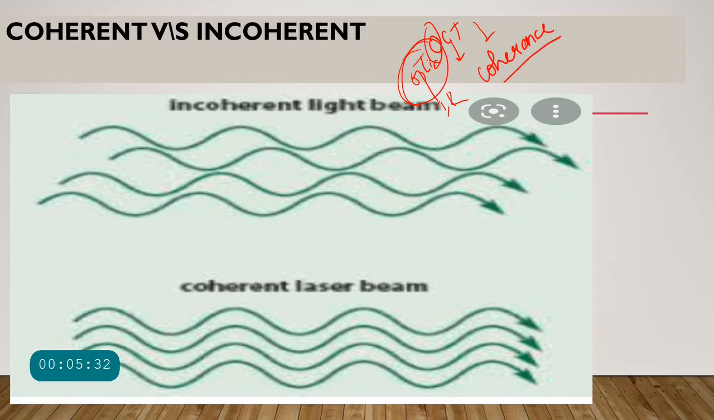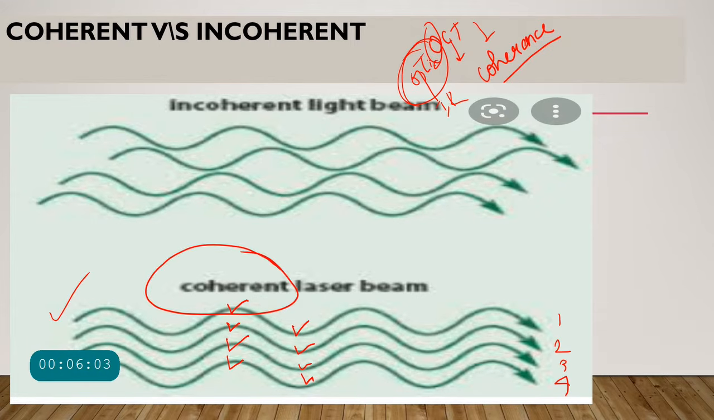Okay, so what is meant by this coherence? If you look at this second picture, you can see that there are 4 waves present: 1, 2, 3 and 4. In all these 4 waves, you can see the crest of one wave is coinciding with the crest of the second, third and fourth wave. Similarly, the troughs are coinciding with each other. So such a waveform in which the crest will coincide with the crest and the trough will coincide with the trough, such waves are called coherent waves.